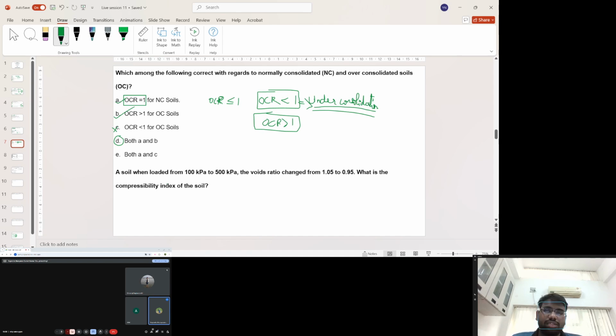Coming to the next question: a soil when loaded from 100 kPa to 500 kPa, the void ratio changed from 1.05 to 0.95. What is the compressibility index of the soil?